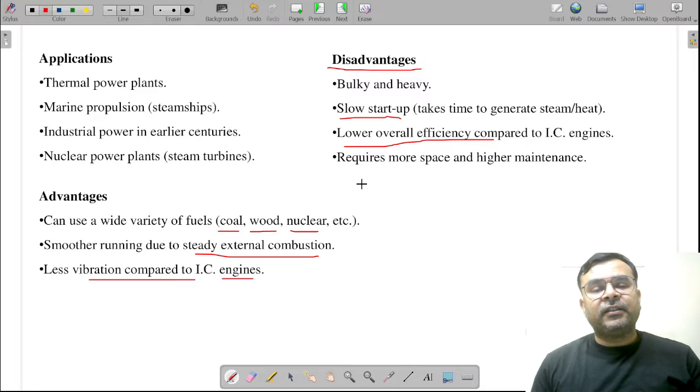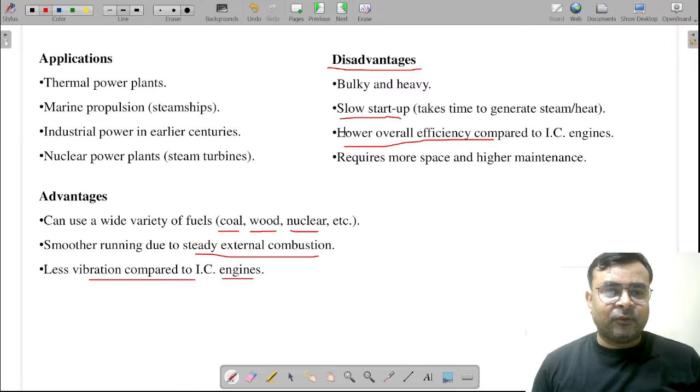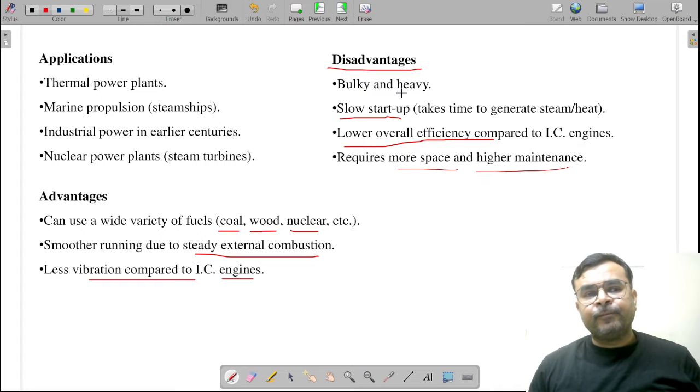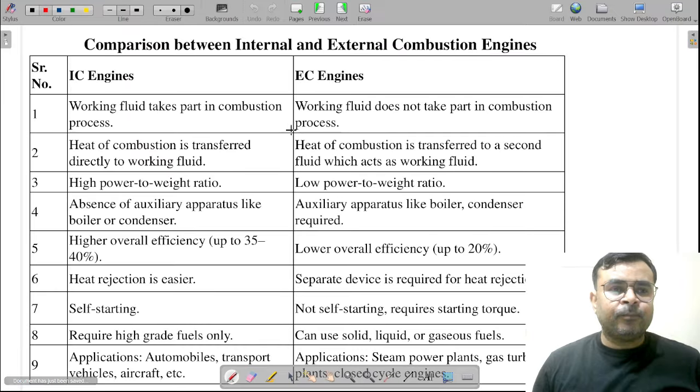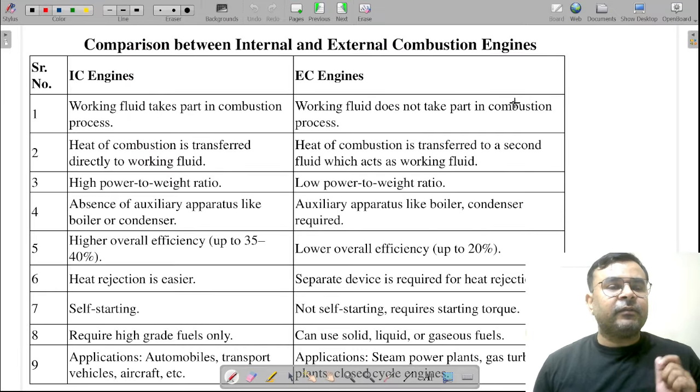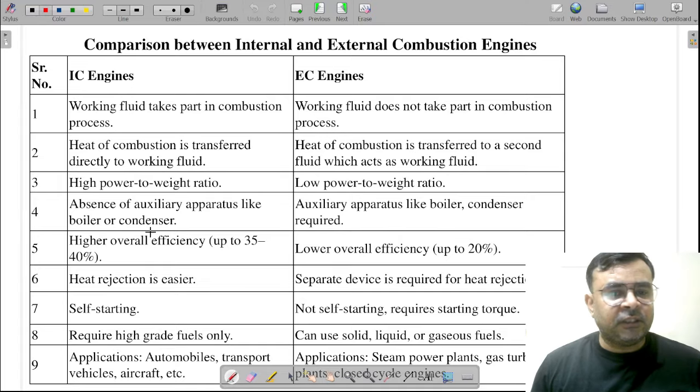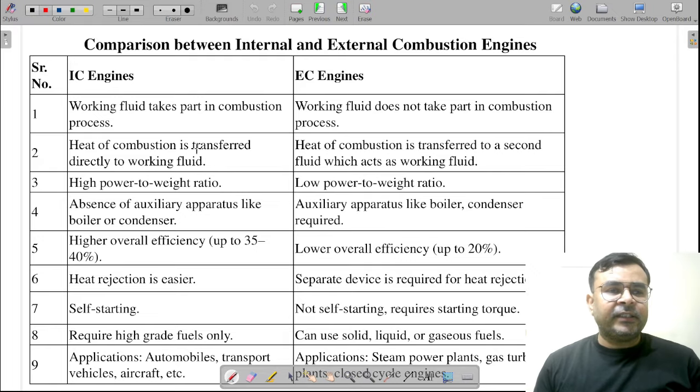And if you waste this energy, then obviously global warming may be caused. Okay. And it requires more space and higher maintenance. Is it right? So these are some advantages and disadvantages of external combustion engines. And let's see the difference between this external combustion engine and internal combustion engine, and after that I will summarize this lecture.